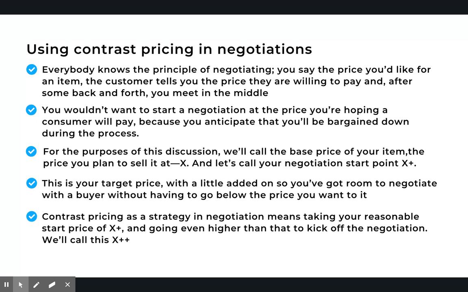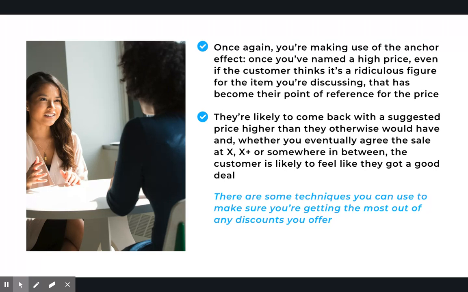So contrast pricing as a strategy in negotiation means taking your reasonable start price of X plus and going even higher than that to kick off the negotiation. We'll call this X plus plus. So once again, you're making use of the anchor effect. Once you've named a high price, even if the customer thinks it's a ridiculous figure for the item you're discussing, that has become their point of reference for that price. That's the important part.